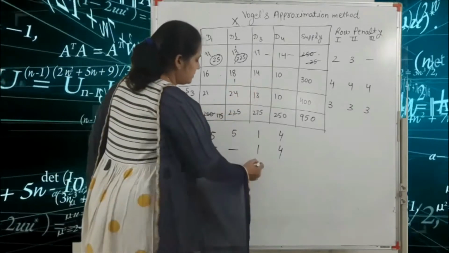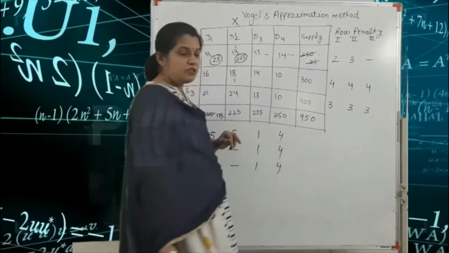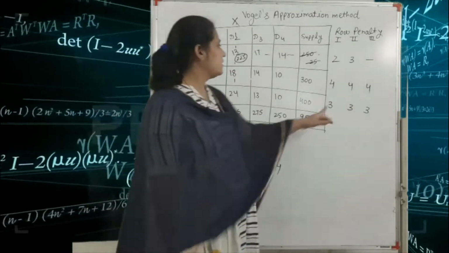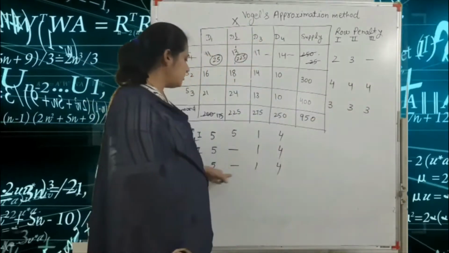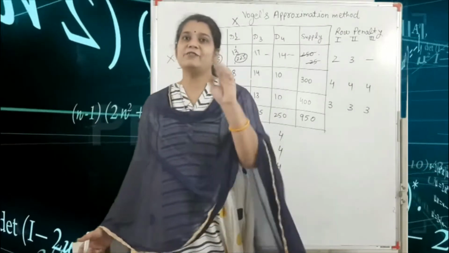14 minus 13, 1. And 10 minus 14, that means 4. Okay, you write only the positive sign. Next, again, in the third row penalty and column penalty, the maximum value is 5. That means we allocate again D1 column.